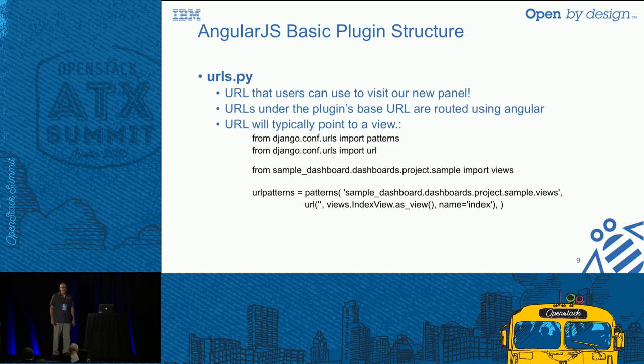urls.py is a file that, again, is familiar if you've written a Python plugin before. It tells Django where to find the URLs to get to the resources in the code. We're going to see here that for an Angular-based plugin, there's actually only one URL that's going to be mapped, and the mapping is happening right here. We are telling Horizon how to find our index file so that Angular routing can take over. We'll take a look at that later as the lab goes on.